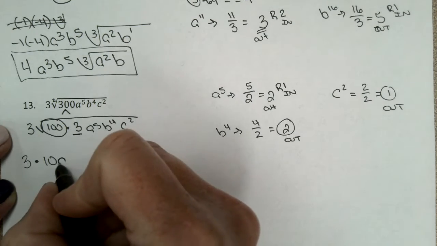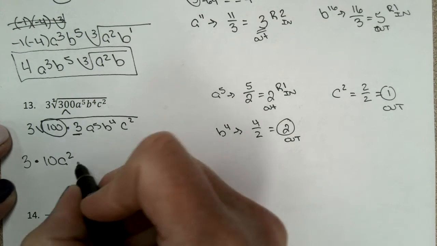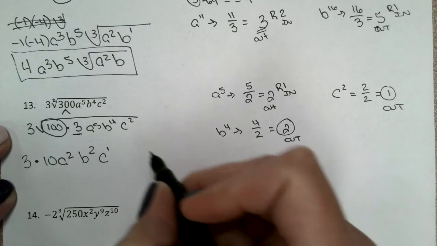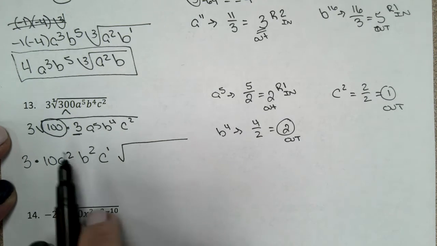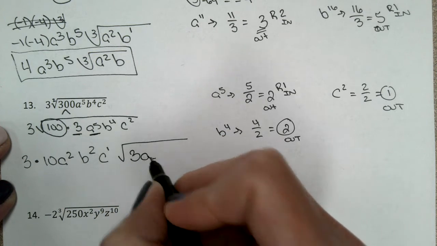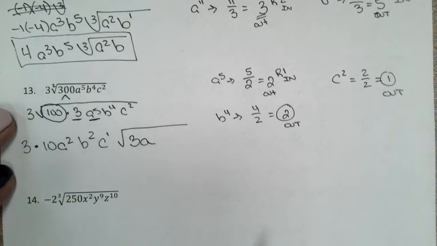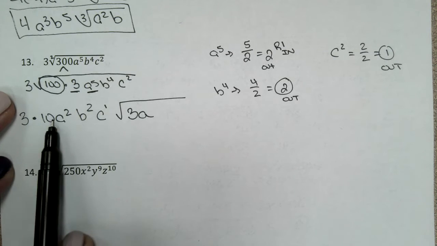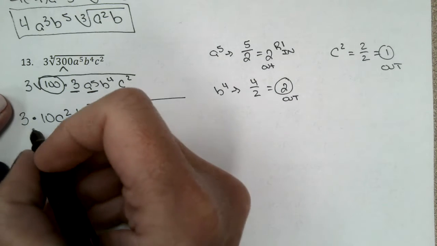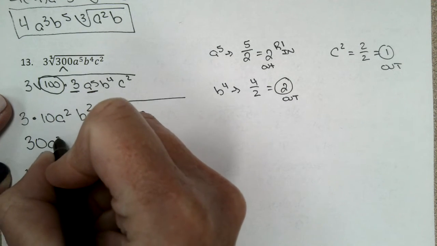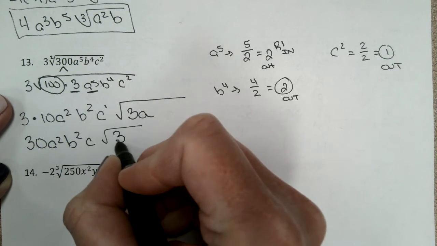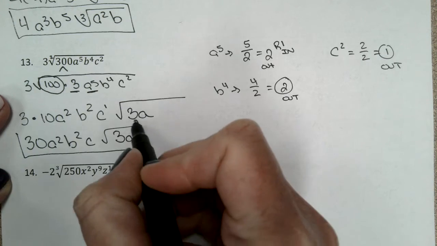All right, so I have an a squared coming out. I have a b squared coming out. And a c coming out. And then what is left under the radical? 3a. You have to finish simplifying this, and so this is a multiplication problem. So we're going to finish multiplying the 3 and the 10 and get 30a squared b squared c radical 3a.